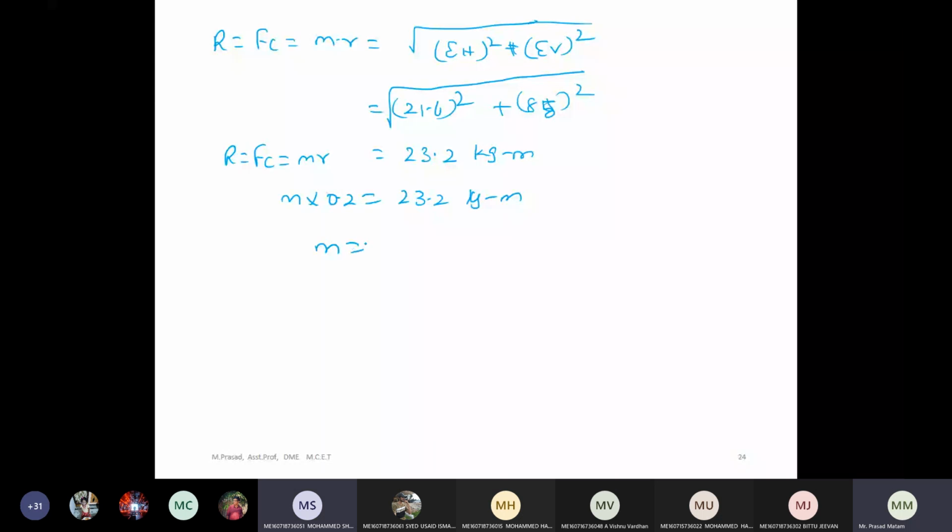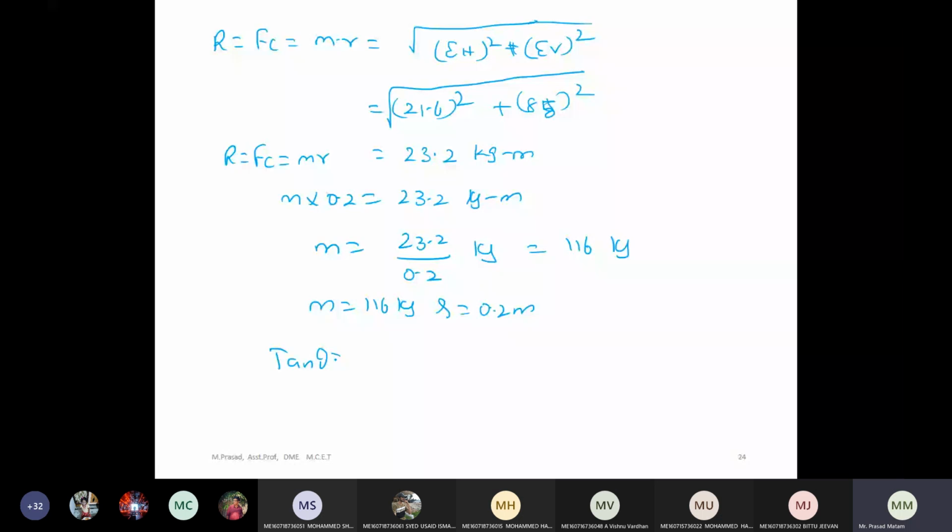Now from this, what is the mass? 23.2 divided by 0.2, we get in terms of kgs, which comes around 116 kg. That means a mass of 116 kg we need to keep at radius r equal to 0.2 meter. Now at what angle we need to keep this one? How to solve this?